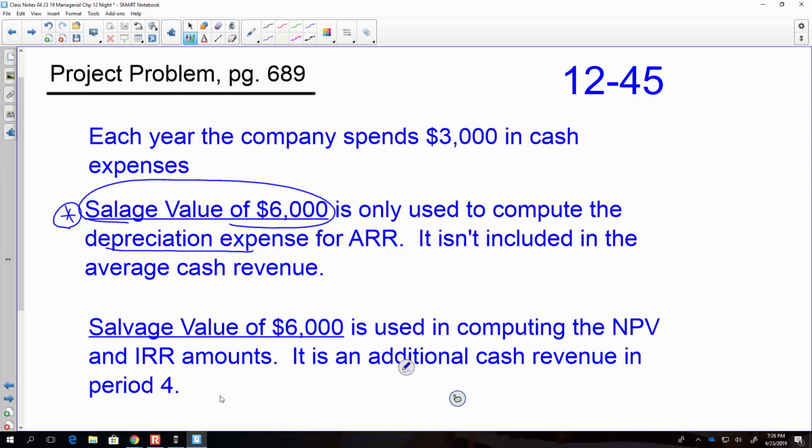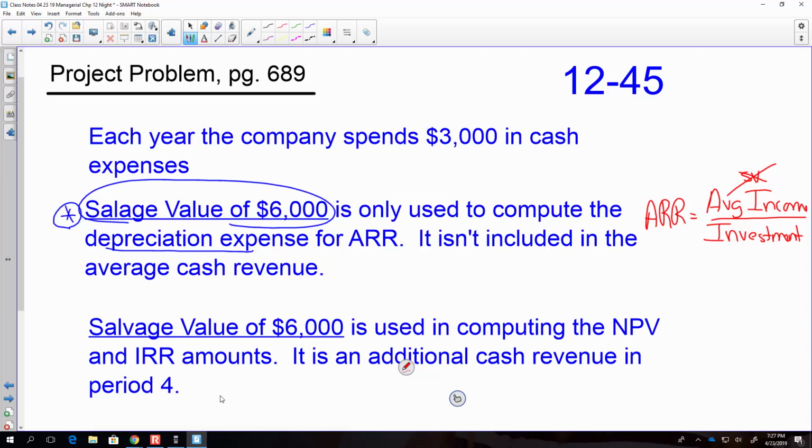Remember, accounting rate of return is the average profit, average income over the investment. Sometimes students want to add the salvage value as part of the average income, and you do not do that for the accounting rate of return. We don't include the salvage value. We only use it to compute the what? The depreciation expense per year. Is that clear?